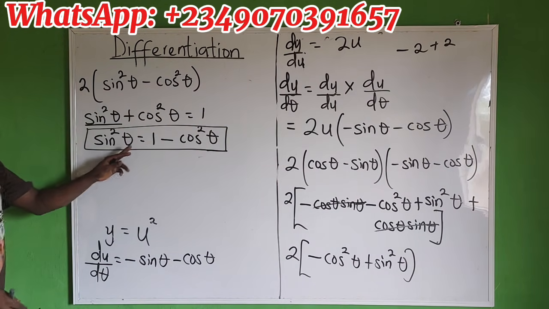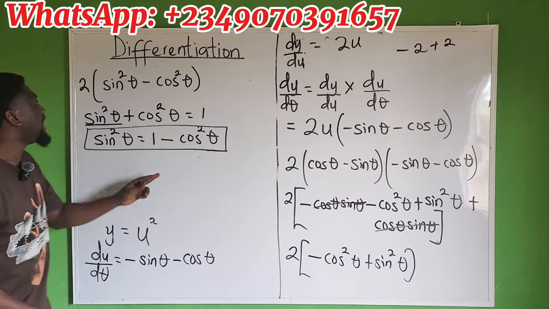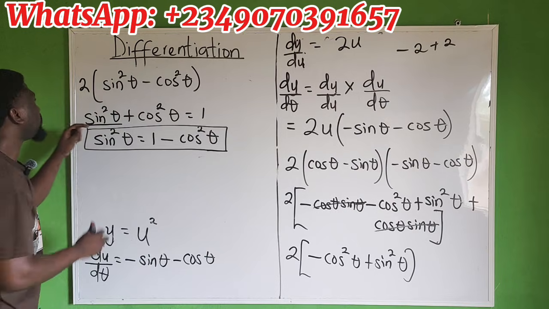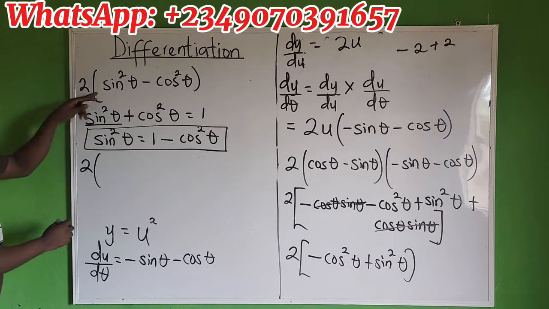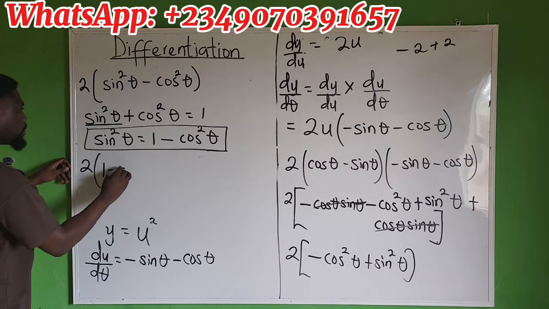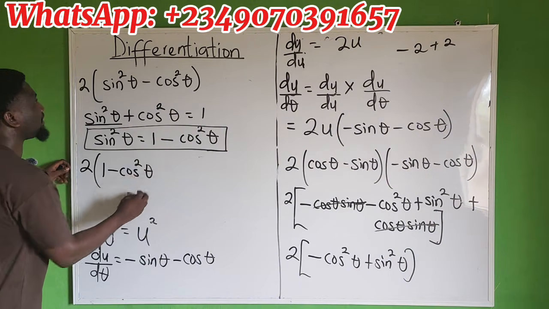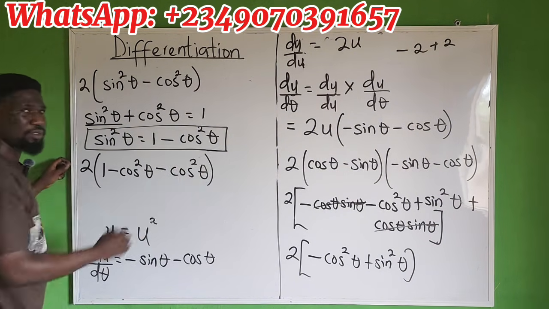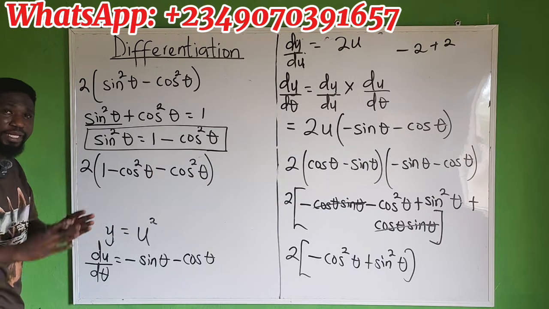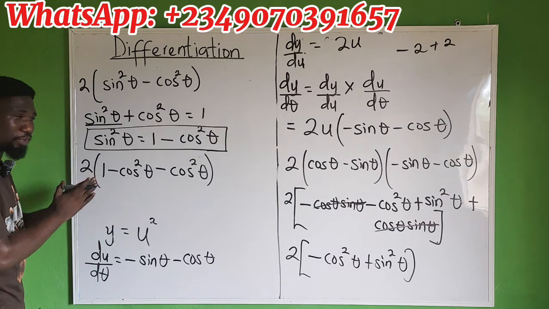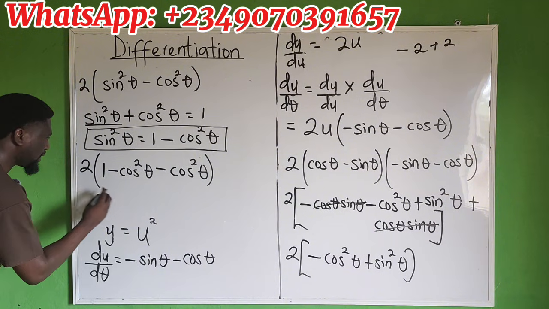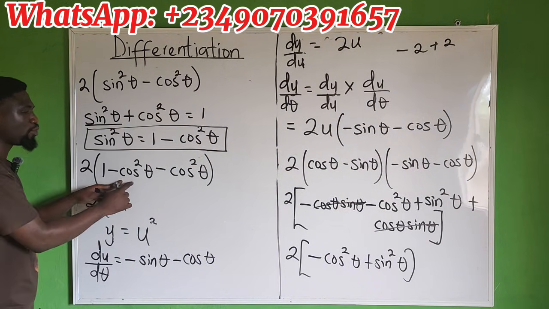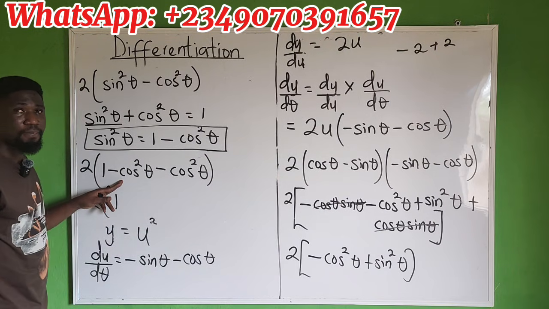So if sine squared theta is equal to 1 minus cos squared theta, anywhere I see sine squared theta, I'm going to have 1 minus cos squared theta. So this is 2 into brackets. Sine squared theta is what? 1 minus cos squared theta, then minus cos squared theta. Do you get? So I'm trying to take my time for you to get this question so well. Alright. So the next thing now is 2 into bracket 1 minus cos squared theta minus cos squared theta.